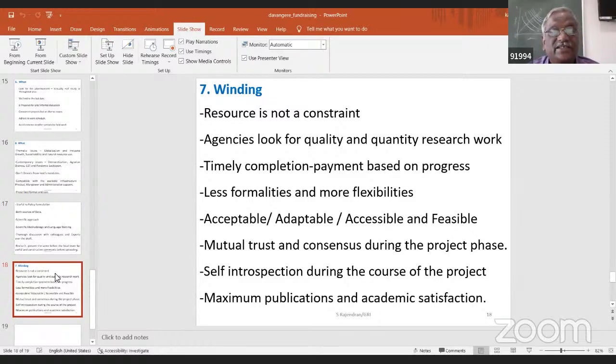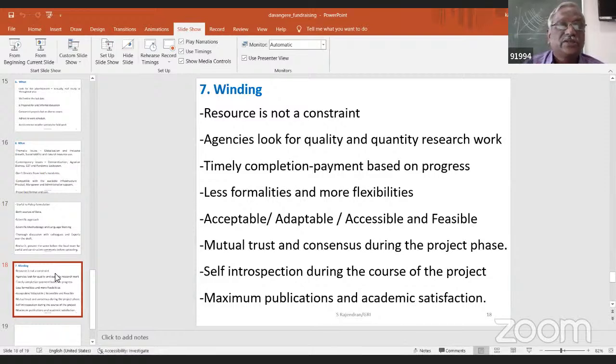The funding agencies are soliciting quality and quantitative research work across different boards. And the only thing is the investigators should apply their mind to capitalize on this choice and go ahead. And more significantly, importantly, you should adhere to the time schedule, timeline.